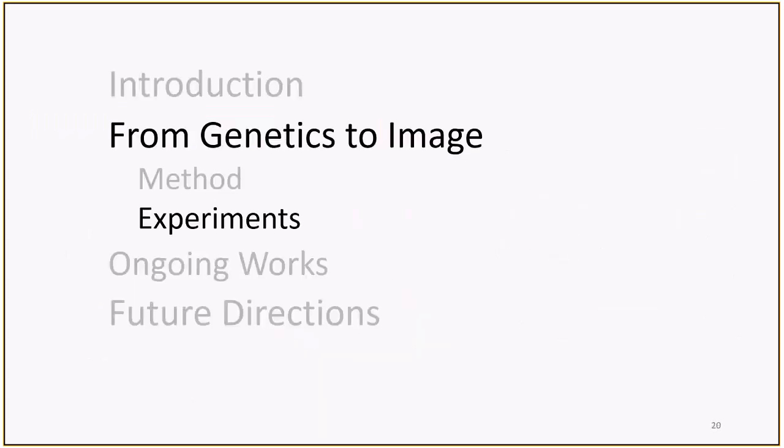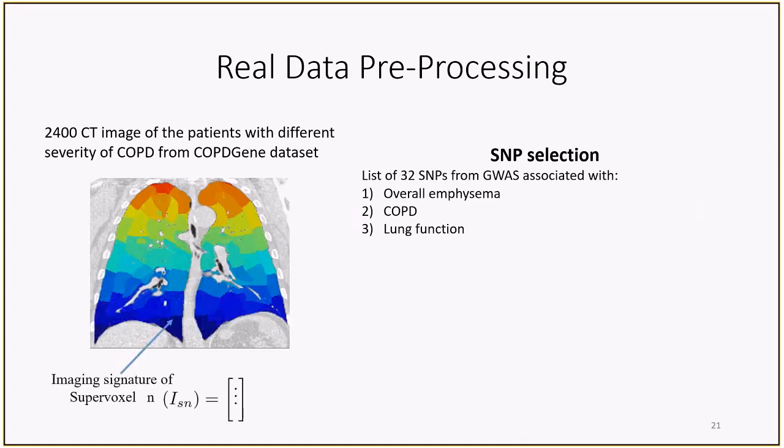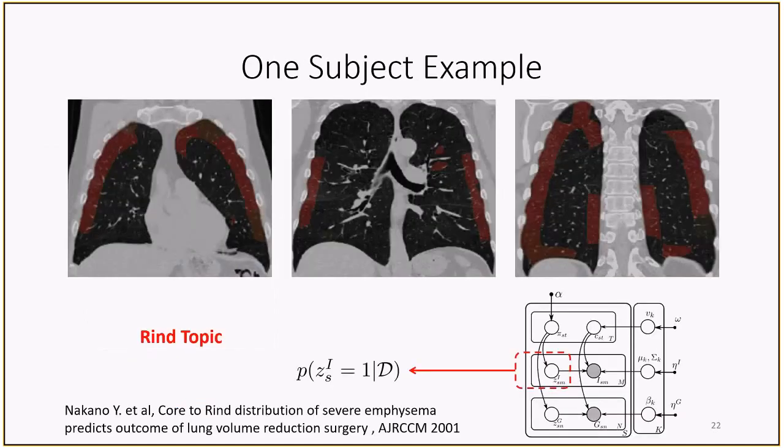We tested this on simulated data, but I'm going to show you only the results on real data. Here we are applying it on 2400 CT scans of the lung, segmented into supervoxels, from which you get local histograms, and we are focusing on 32 SNPs which, based on the literature, are related to COPD overall and emphysema overall.